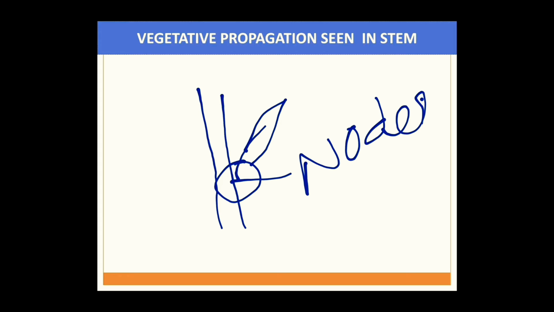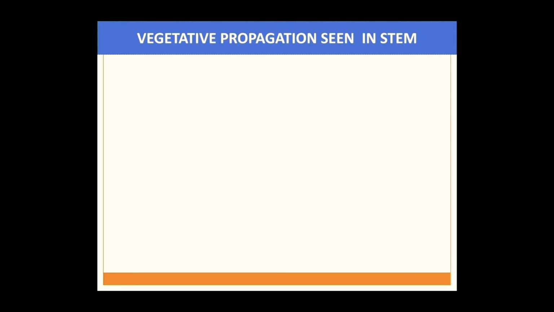So nodes are the points from which a new leaf or a bud or a branch will grow. Such a point is known as a node. Hope you understood clearly what a node is. Let me repeat. The part of the stem from which a branch, leaf or a bud grows is called a node. So the new plants grow from the node of the stem.